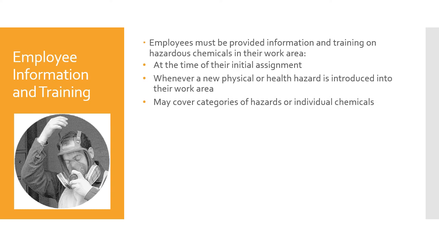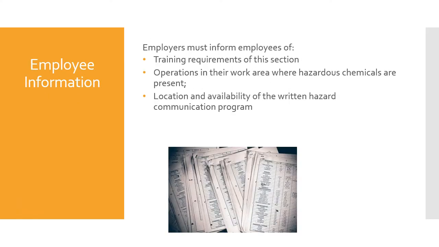Employee information and training. Employees must be provided information and training on hazardous chemicals in their work area at the time of their initial assignment, and whenever a new physical or health hazard is introduced into their work area, and it may cover categories of hazards or individual chemicals. Employers must inform employees of the training requirements of this section, operations in their work area where hazardous chemicals are present, and the location and availability of the written hazard communication program.